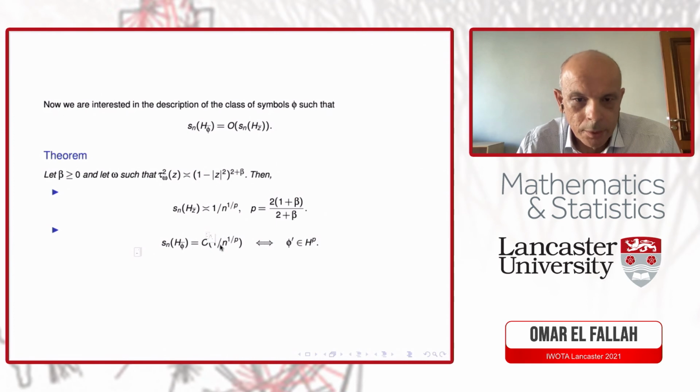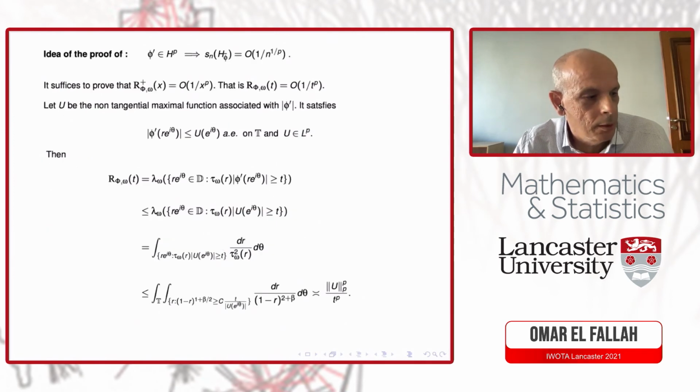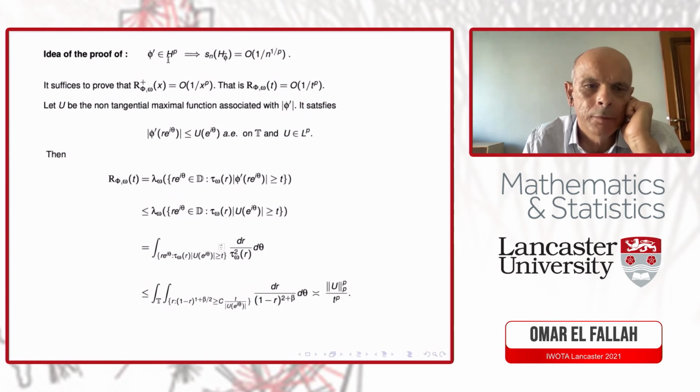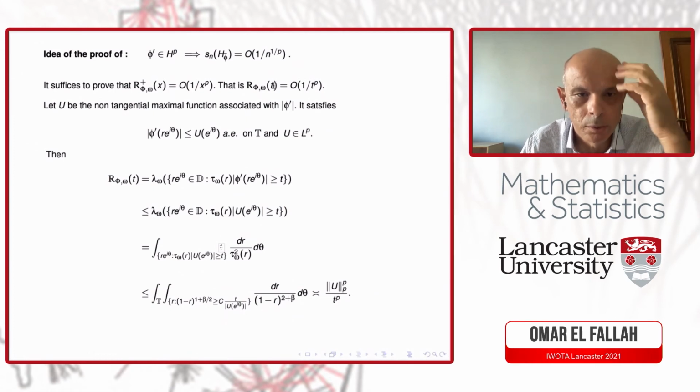To prove this, I have just 5 minutes, I will give an idea just for this quantity. To prove that Sn H phi bar equals this, it suffices to prove that L phi omega plus equals 1 over x to the p. It means this is the inverse function of L phi omega, so we need to prove the same. Here x goes to infinity and here t goes to zero.